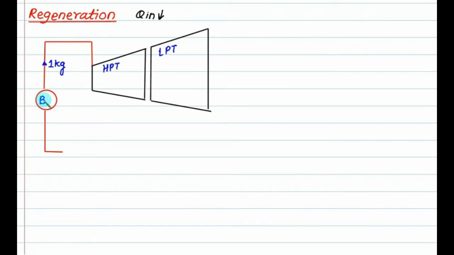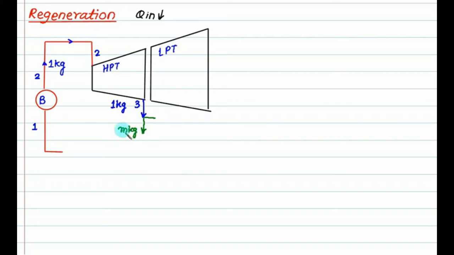The arrangement consists of a boiler. Through the boiler we are supplying 1 kg of steam, which is given to the HP turbine. The entry is 1 as usual, the exit is 2. Then the entry is 2, and from this the exit is 3. This is also equal to 1 kg. Out of this 1 kg of steam, some steam is extracted from this point. Let's call this m kg of steam.